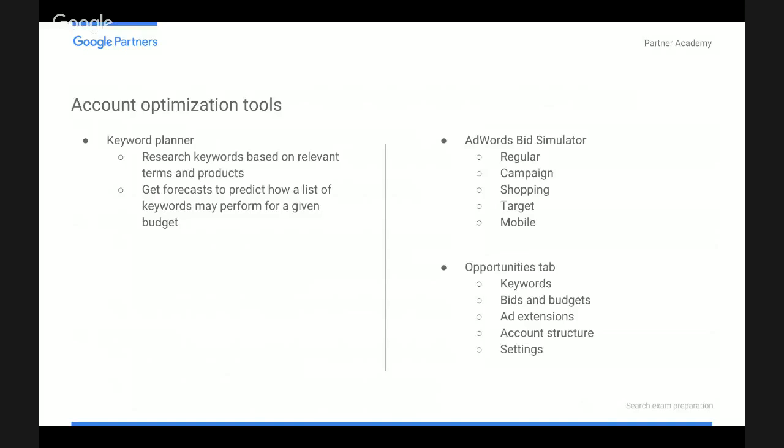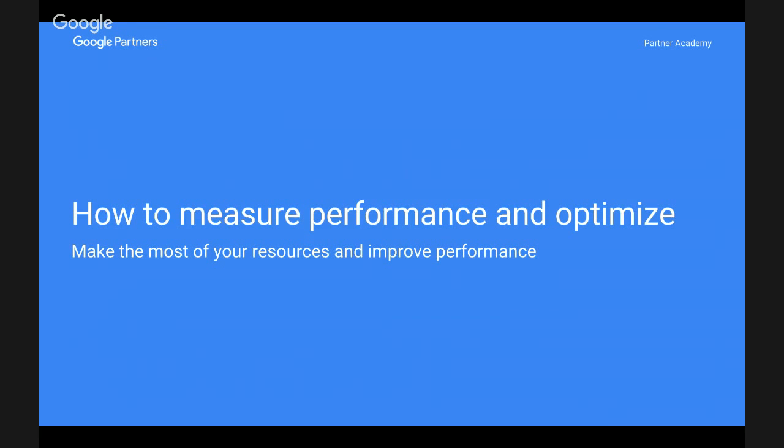Finally, we have the opportunities tab as well, which will keep telling you whether you need to add certain keywords, whether the bids need to be increased or decreased, whether the extensions need to increase or decrease, etc. So the AdWords system in itself will always be giving you a lot of options to pick from. It's our duty to ensure that we are making the best of the system knowledge and our personal knowledge in running an AdWords account. Finally, let's move on to measuring performance and optimizing the account.